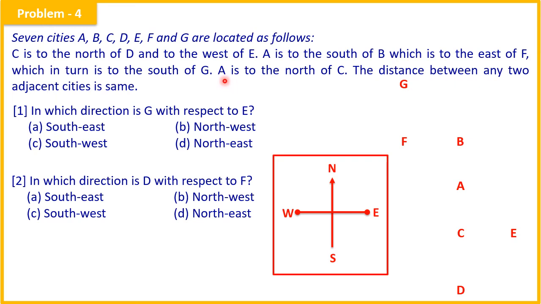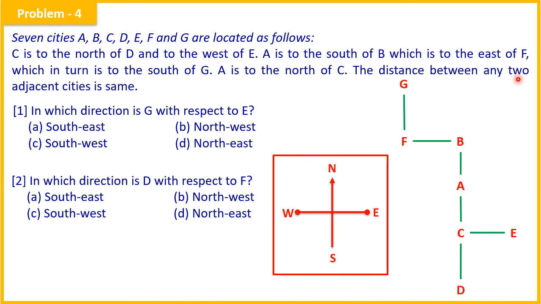Further it is said that A is to the north of C. So A is to the north of C, इसलिए मैंने A को C के ऊपर बनाया, and the distance between any two adjacent cities is same. So I will connect this with lines, and this is the correct positioning of these 7 cities. Once you have marked this, we can answer the question.